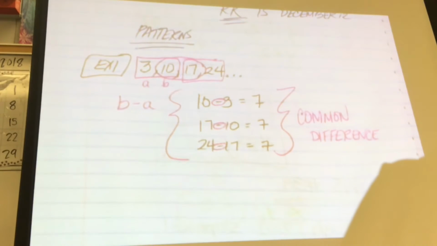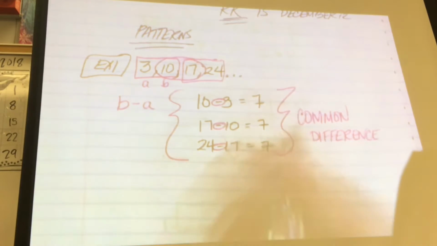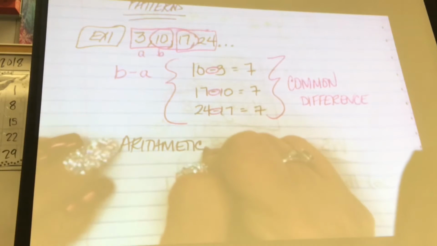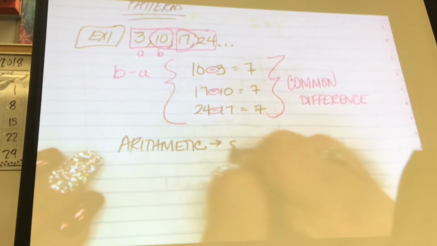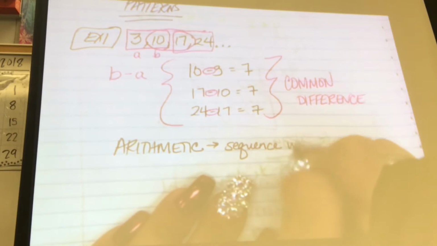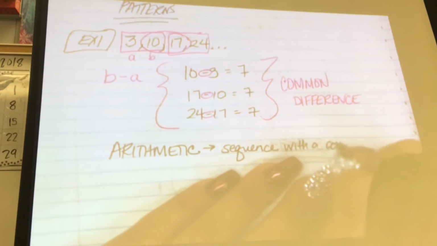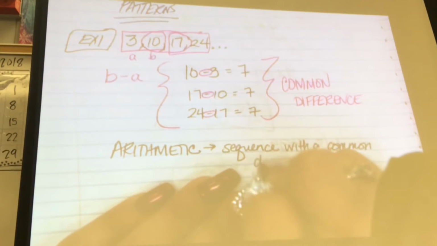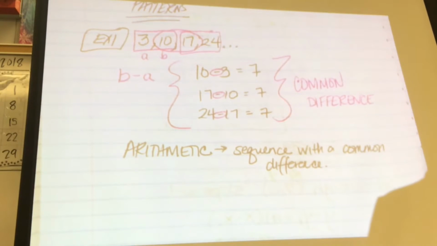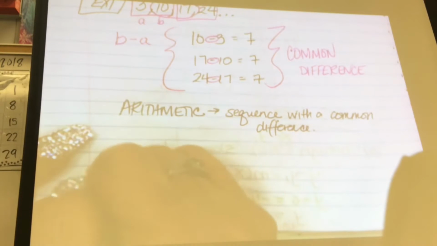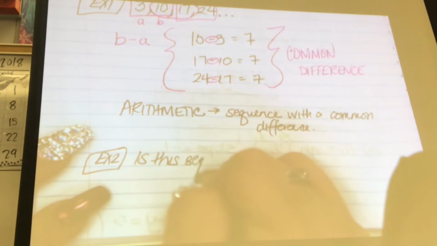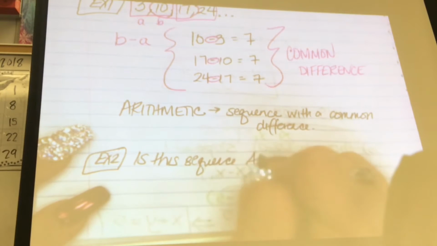So this right here is an arithmetic sequence. Please write this down, what it means to be arithmetic. Arithmetic means it's a sequence with a common difference. So on tonight's homework, I'm going to give you something like this. Is this sequence arithmetic?